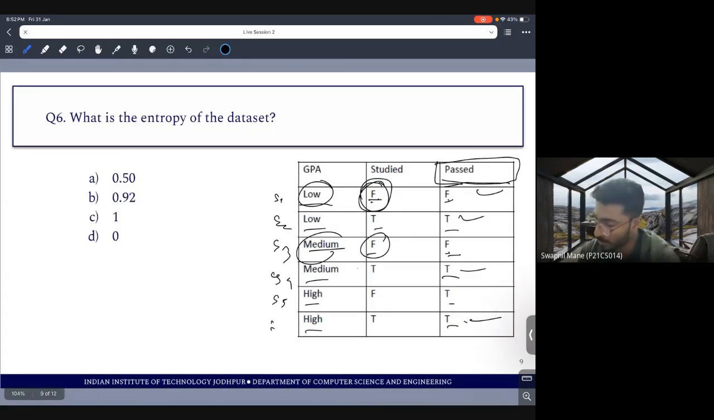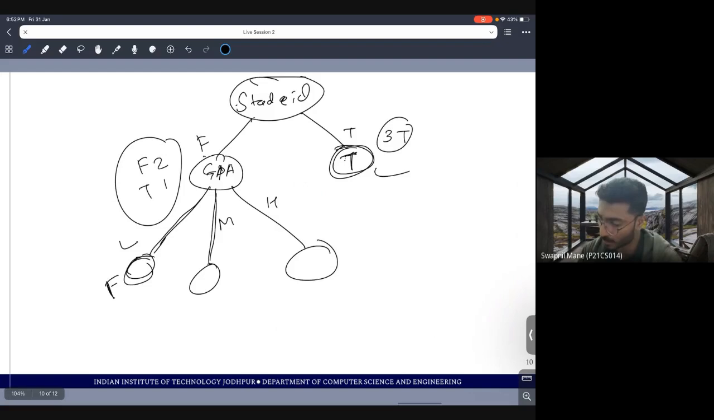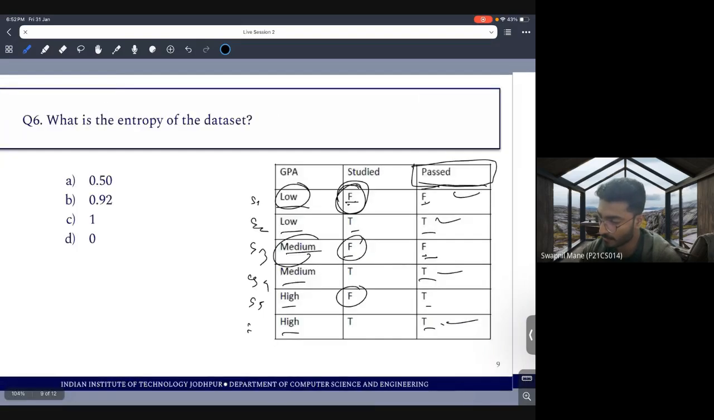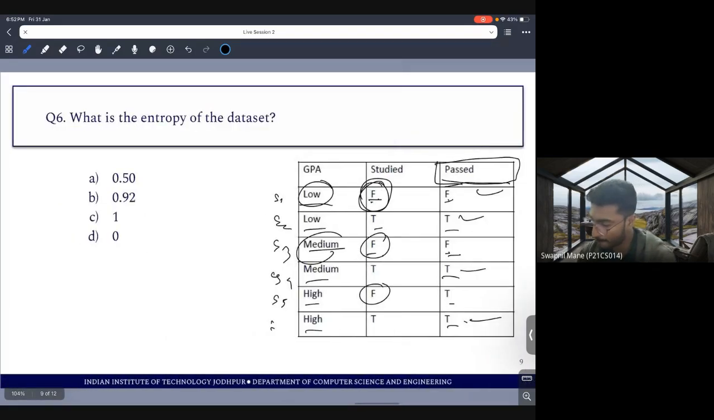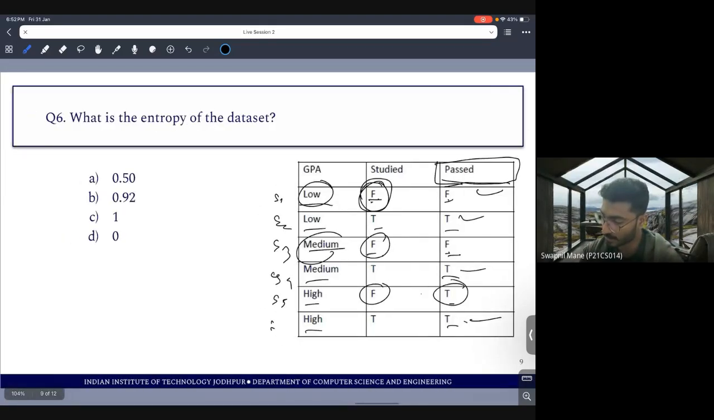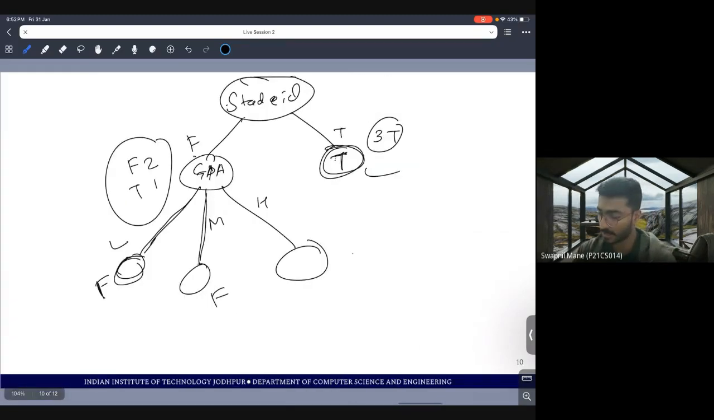And if the GPA is medium and studied is false, at that time also it is a fail. And if studied is false and the GPA is high, at that time it is true. You can see true. If the GPA is high and the student has not studied, then at that time he will get a pass.